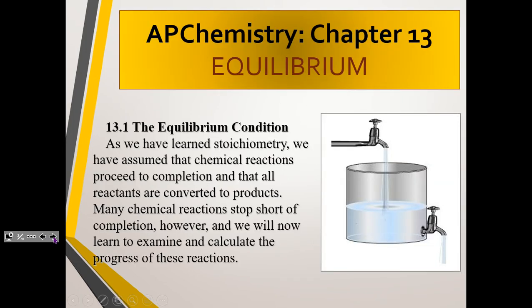Okay, the equilibrium condition. As we've learned in stoichiometry, we've assumed that chemical reactions proceed to completion. It's a forward reaction, and that all reactants are converted to products. At this point, we've seen this type of arrow. Many chemical reactions actually stop short of completion, and we are going to talk about what happens when we are able to go forwards and backwards.